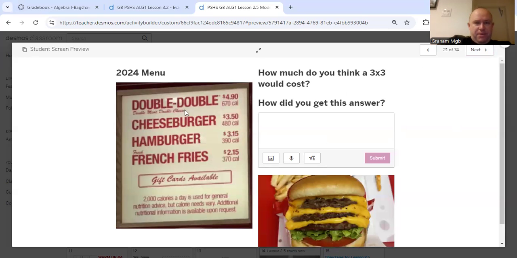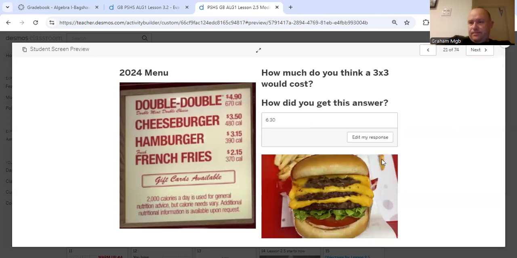Here's an example of a menu. We can see the double is $4.90, and we can see the regular cheeseburger is $3.50. So we can see that it goes by $1.40. So we know the double is going to be bigger. So as it's just adding on an extra burger, they add on $1.40. I'm assuming it's going to be the same for this one. So I'm going to add on $1.30 to that. And I'm going to put $6.30 for the reasons that I just gave to you.